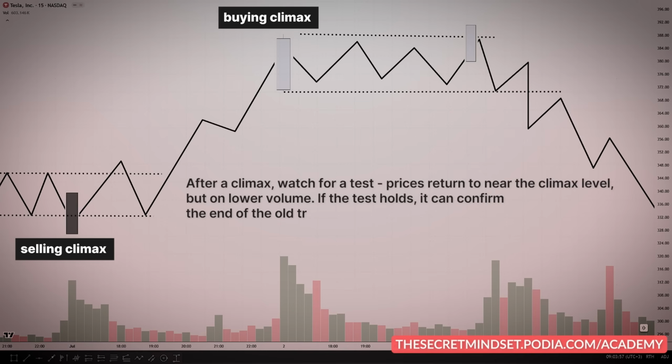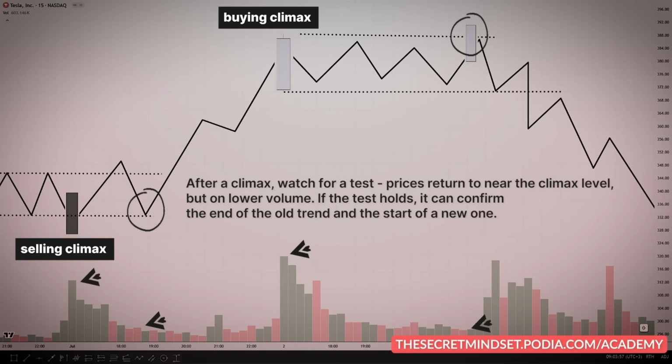After a climax, watch for a test. This is when prices return to near the climax level, but on lower volume. If the test holds, it can confirm the end of the old trend and the start of a new one.